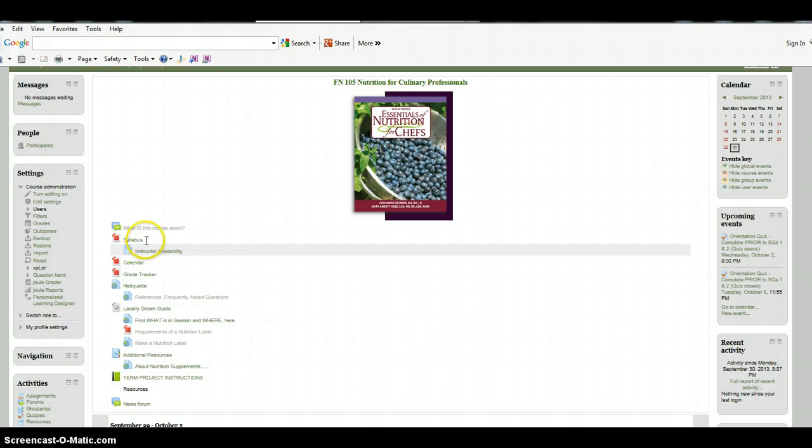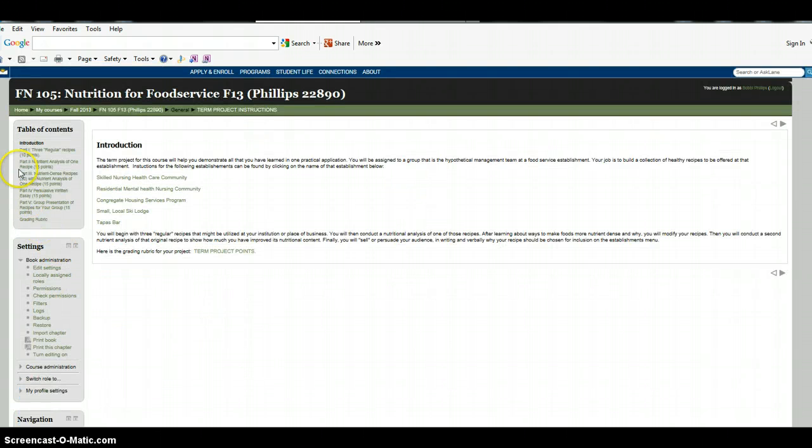This contains basic information such as the syllabus. I'll give you a hard copy of that on Wednesday, the first day of the class, and the calendar, grade tracker. I'll give you hard copies of those. There's a link here on netiquette, how to behave appropriately online. And then the other highlight here is the term project instruction. The term project is fully a third of your grade.